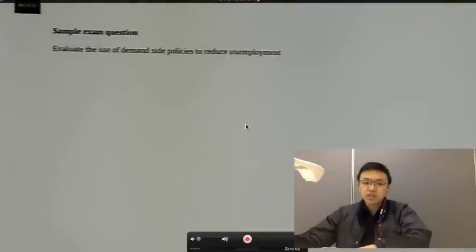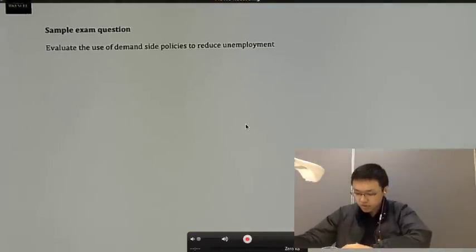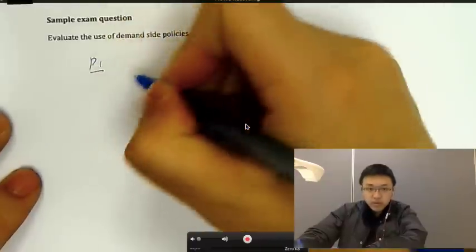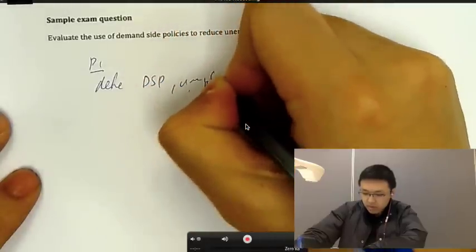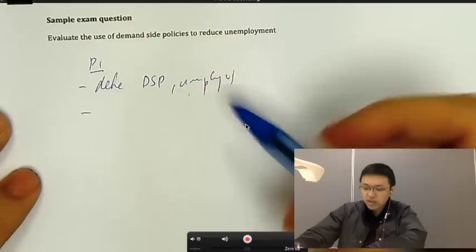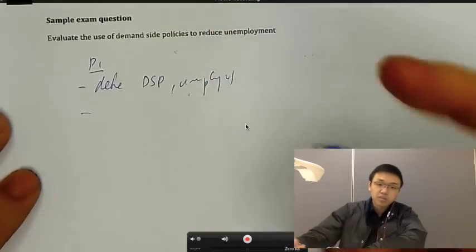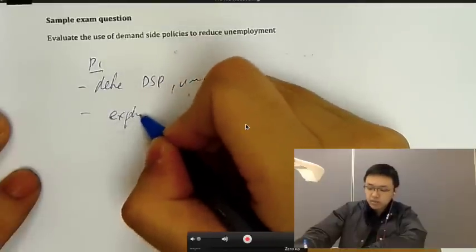Okay, now let us go to the next question. Evaluate the use of demand-side policies to reduce unemployment. Okay, so what can we do here? So we define demand-side policy, unemployment. One thing that's very important is you need to explain how demand-side policy reduces unemployment, right? So explain how.